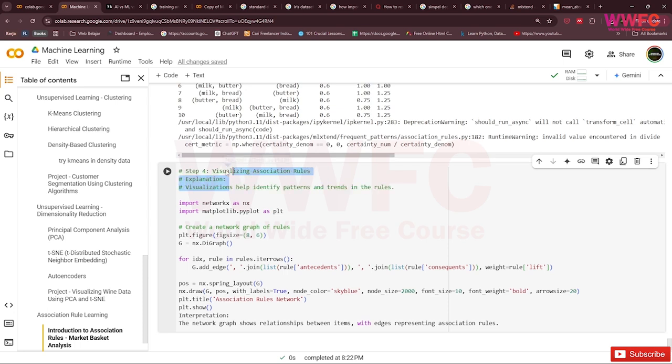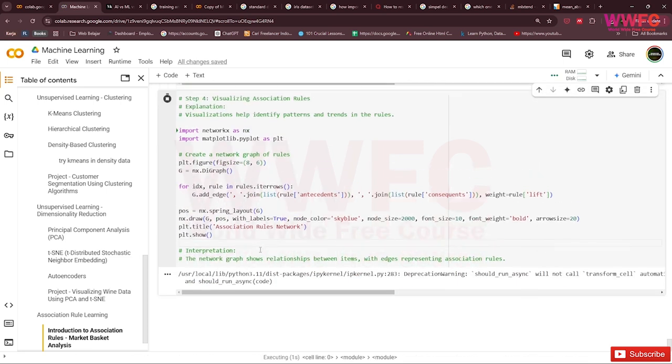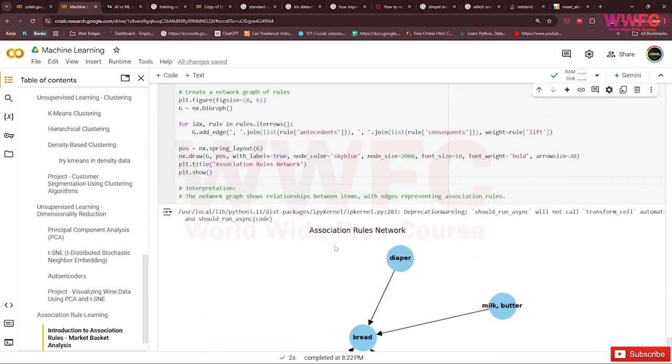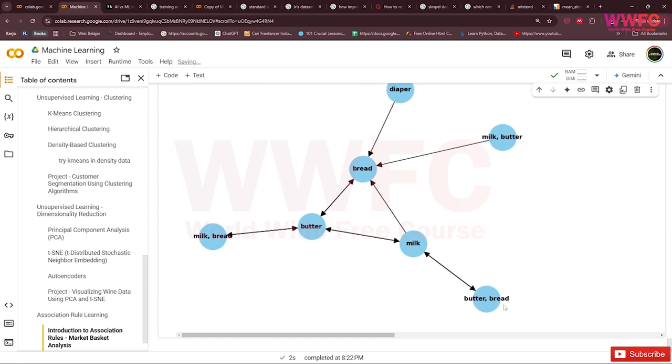Visualizing association rules helps identify patterns and trends in the rules. The network graph shows the relationship between items with edges representing association rules. So this is the association rules. So the network graph shows relationships between them with edges representing association rules, right? So diaper leads to bread, and then milk and butter lead to bread, and butter and bread can buy milk and bread, milk and butter, or maybe bread and butter, and butter and milk and bread.